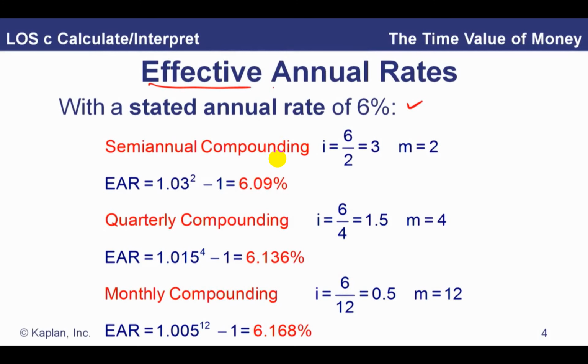Well, with semi-annual compounding and a stated interest rate of 6%, we just divide that by 2 periods a year and get 3%, and that's our effective rate for each 6-month period. But for the annual period, we get compounded interest on interest, so we increase whatever we started with by 3%, and then increase that amount by 3% for the second part, and so our effective return over the year is 6.9%.